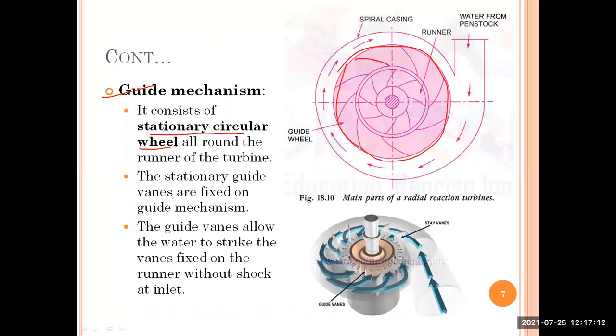What is the purpose of providing a guide wheel? It will just direct the water to the runner. The guide vanes allow water to strike the vanes fixed on the runner without any shock at the inlet. So the guide wheel will guide the water so that it enters the runner without any shock. That is the purpose of providing the guide vane.